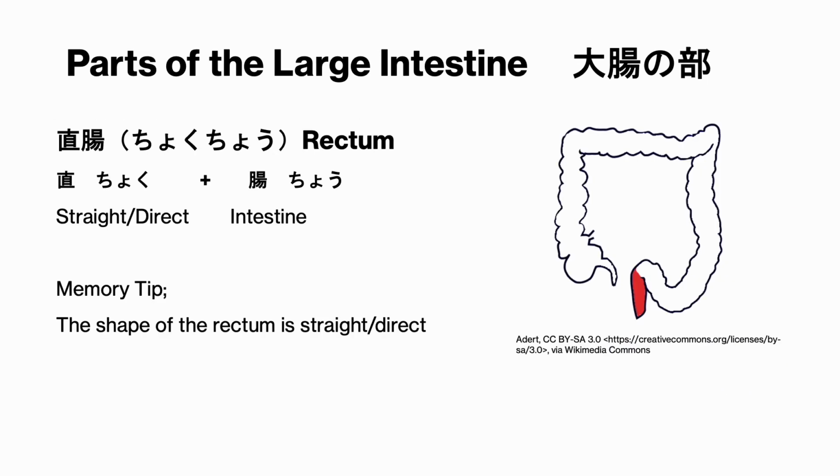And finally we have the rectum, which in Japanese is chokucho. Breaking the kanji down, we have the kanji for straight or direct in choku, and the kanji for intestine, which is cho, together making straight intestine, or chokucho, meaning rectum. And just a memory tip, the shape of the rectum is straight and direct, as you can see in the picture there. And that's the end of the video.